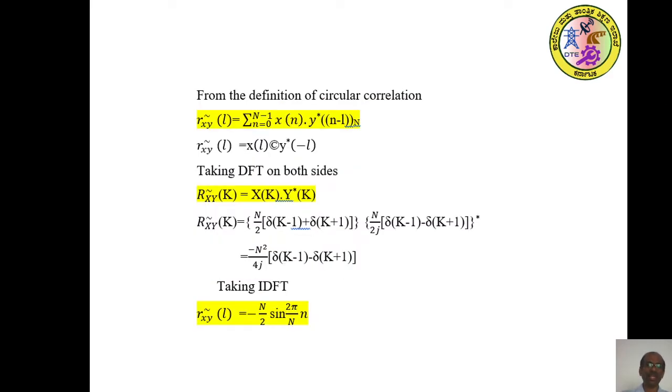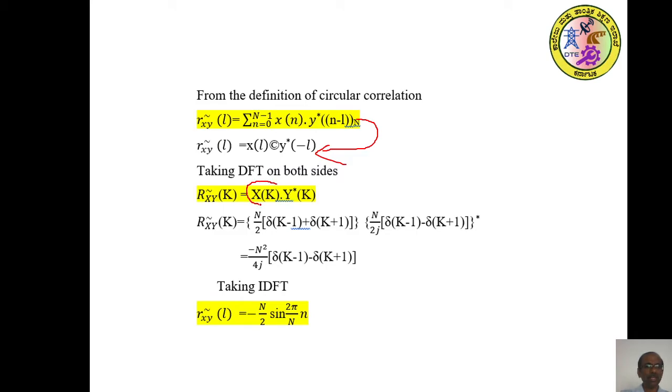Now important is, we all know that circular correlation is defined as Rxy tilde of L is equal to summation n varying from 0 to N minus 1 x of n into y star of n minus L. It is tough to solve this problem directly. Feel this as convolution. That is, x of L circularly convolved with y star of minus L. Take DFT on both sides. Capital Rxy tilde of k is equal to x of k multiplied with y star of k.